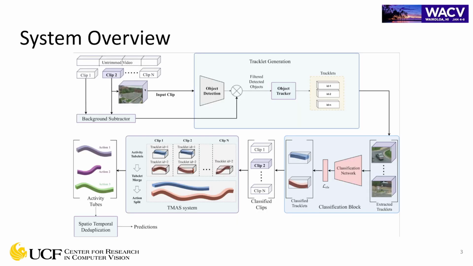Here we have the system overview. First, the untrimmed video is divided temporally into clips. These clips are sent to an object detector which finds all candidate actors. After being filtered, these objects are tracked and sent to the classification network where each object in the clip is given a multi-class label. These labels are then stitched together and split with our TMAS algorithm, and after a final non-maximum suppression step are converted into final predictions.